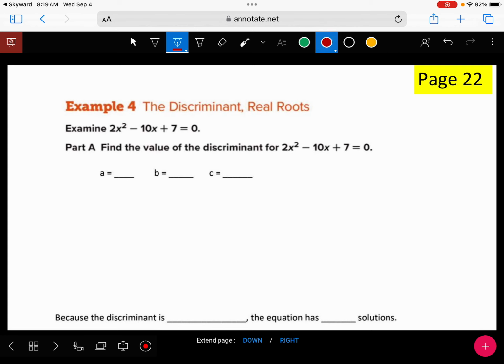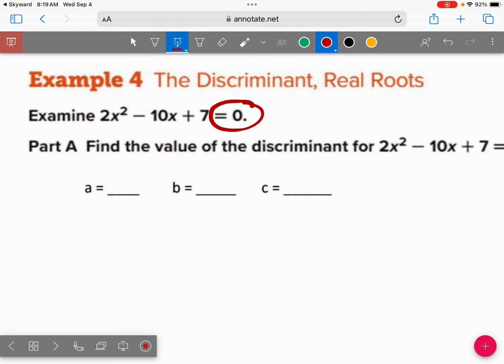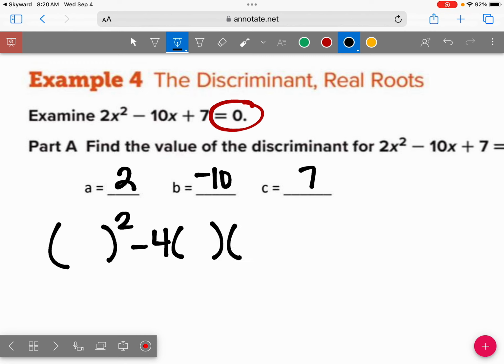Notice how this is already set equal to 0. So what is A, B, and C? A is 2, B is -10, and C is 7. Now, when you do your b squared minus 4ac, this is how I want you to do it.